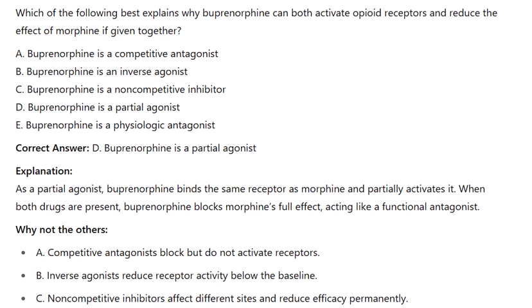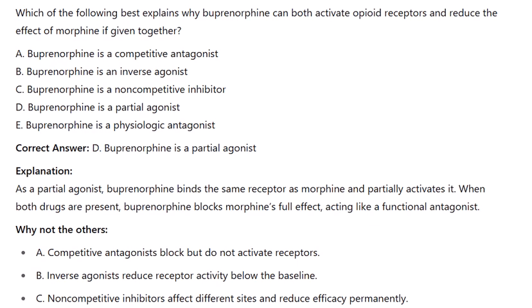Correct answer: D. Buprenorphine is a partial agonist. Explanation: as a partial agonist, buprenorphine binds the same receptor as morphine and partially activates it. When both drugs are present, buprenorphine blocks morphine's full effect, acting like a functional antagonist.